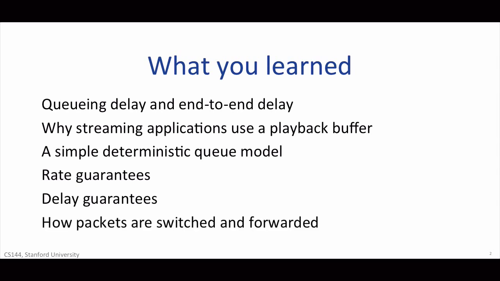Finally, you learned how packets are switched and forwarded. As you saw, Ethernet switches and internet routers work in very similar ways. When a packet arrives, it looks up the destination address in its forwarding table. If it finds the address, it forwards the packet to its destination, holding it in a buffer if the outgoing link is currently busy.